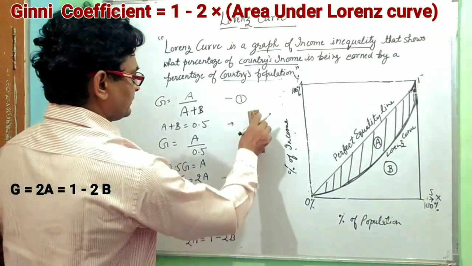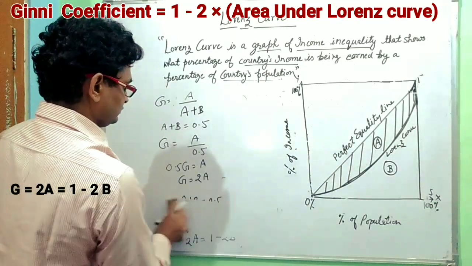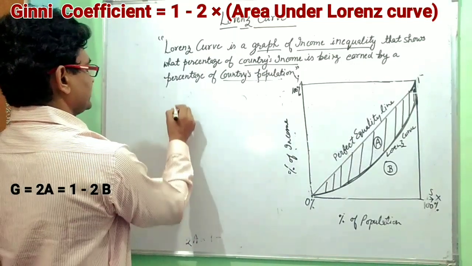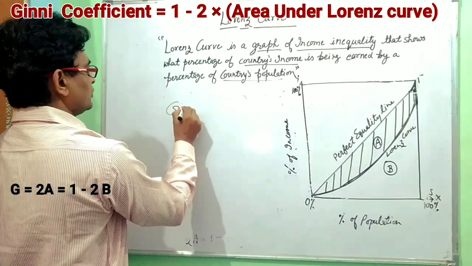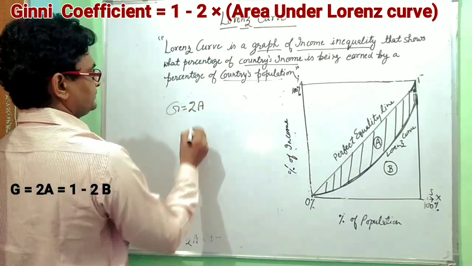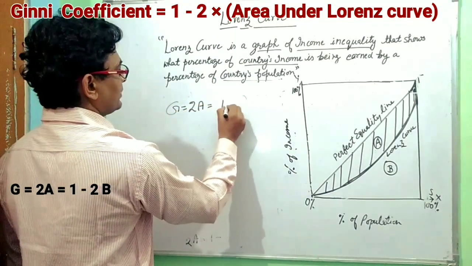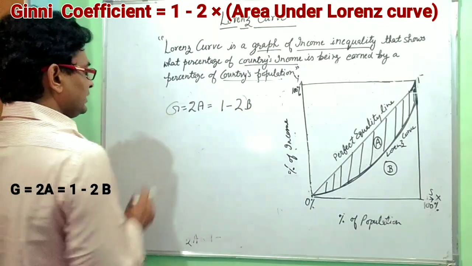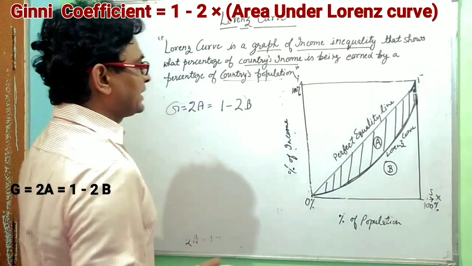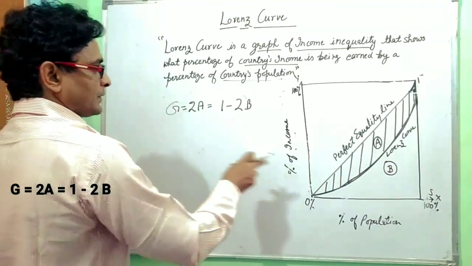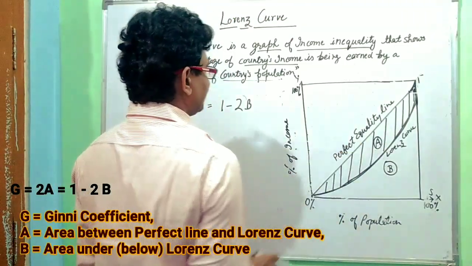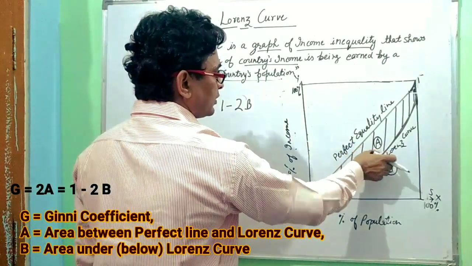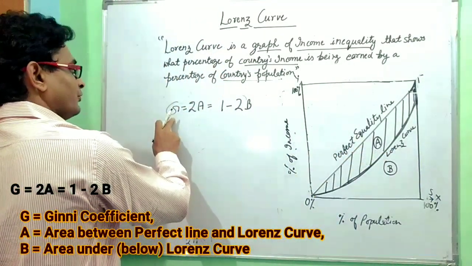So what we have got here? We have got that G is equal to 2A, equal to 1 minus 2B. So if we multiply the area between the perfect equality line and the Lorenz curve with 2, we get the Gini coefficient.